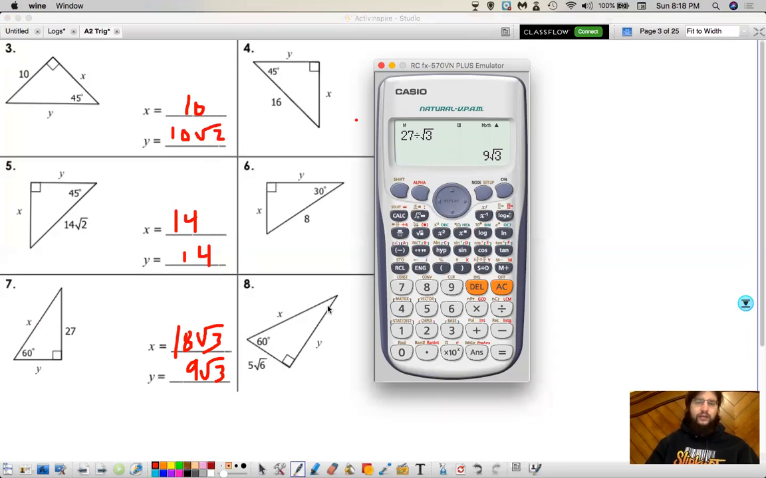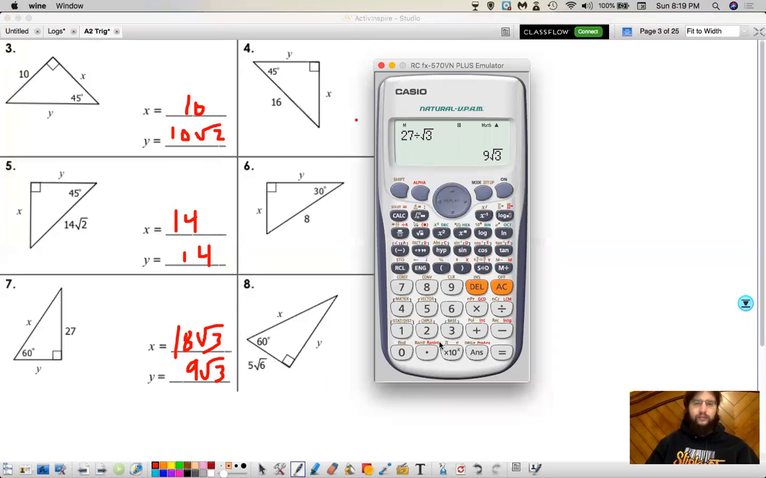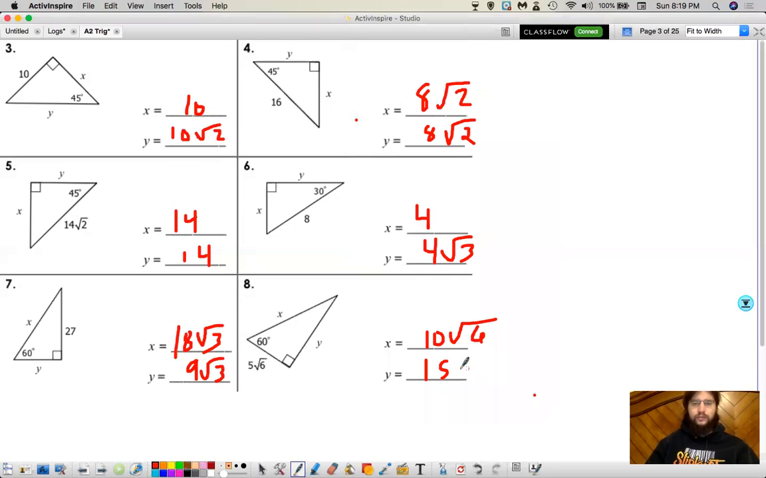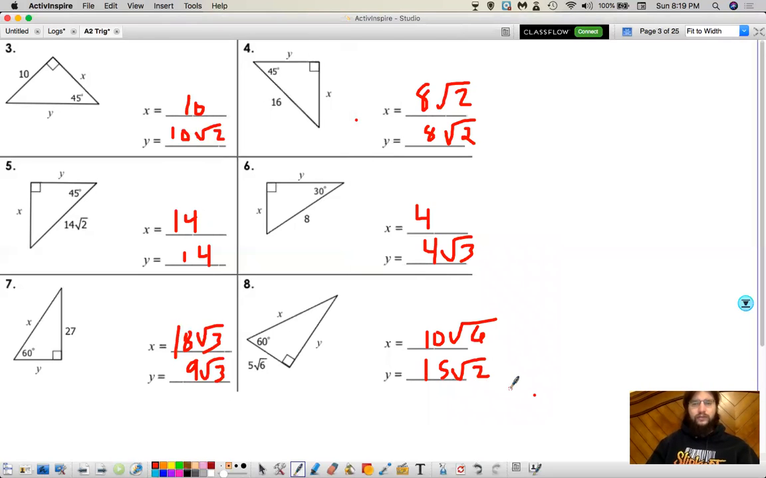Over here, 30 is right here, so this makes 5 square roots of 6 my short leg. If I double that, I get my hypotenuse, which in this case is 10 square roots of 6. And if I multiply that by square root of 3, I get 15 for my long leg. 5 square roots of 6 times square root of 3 is square roots of 2. Yeah, okay. I forgot the spreadsheet. Sorry. Just use a calculator. It's much safer.